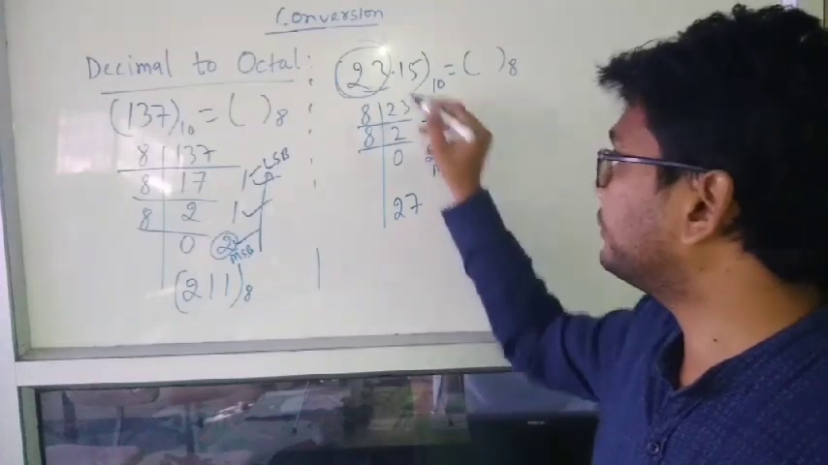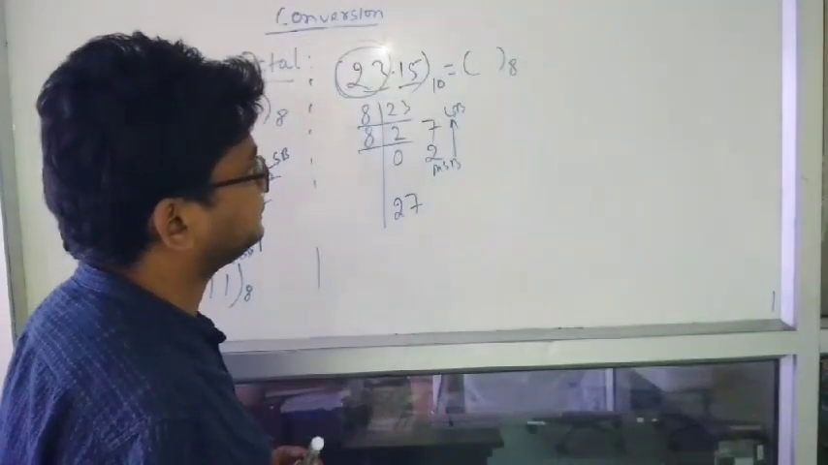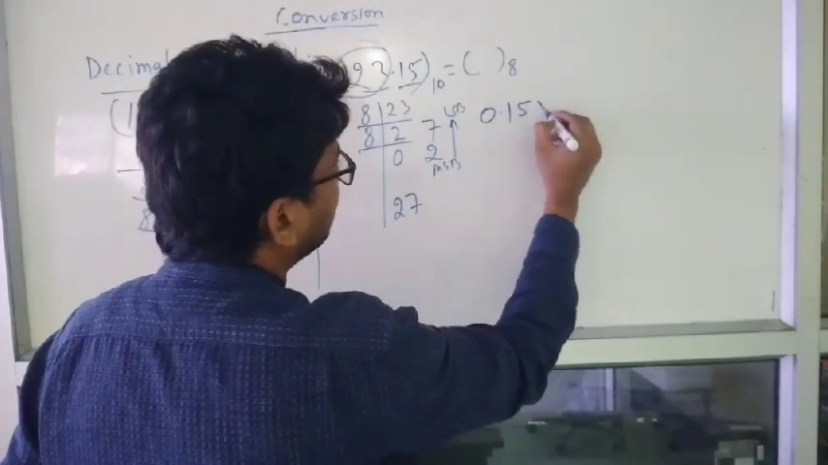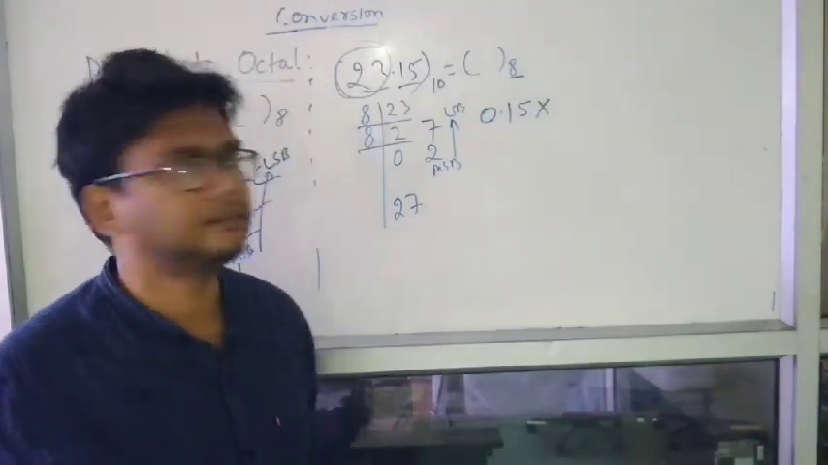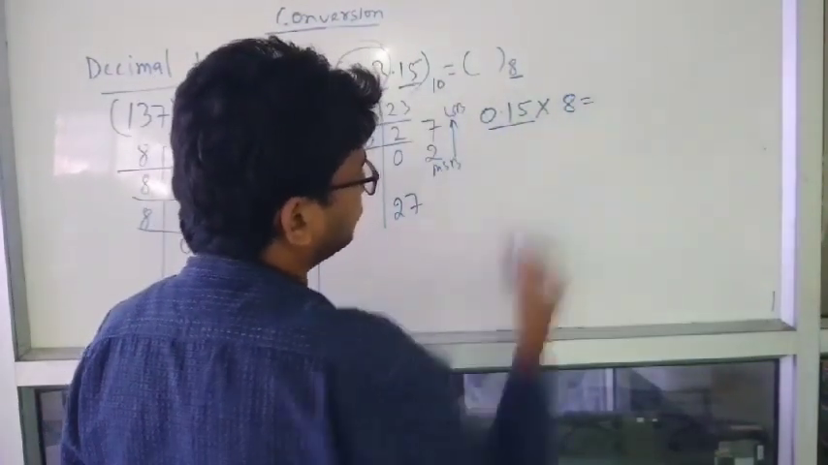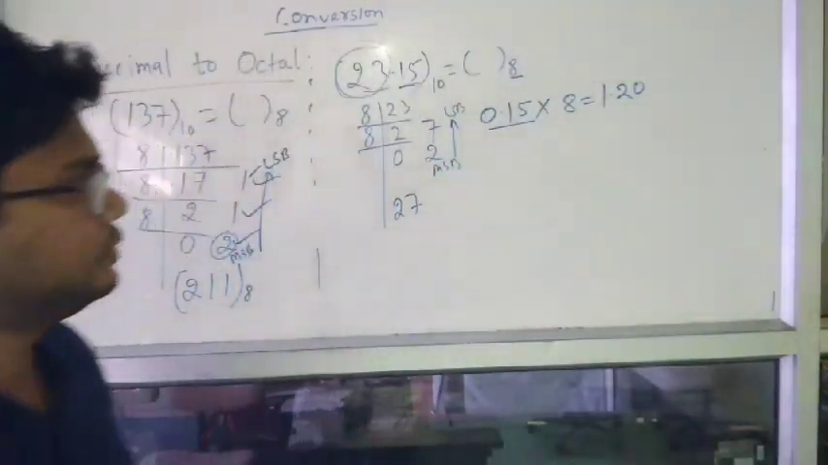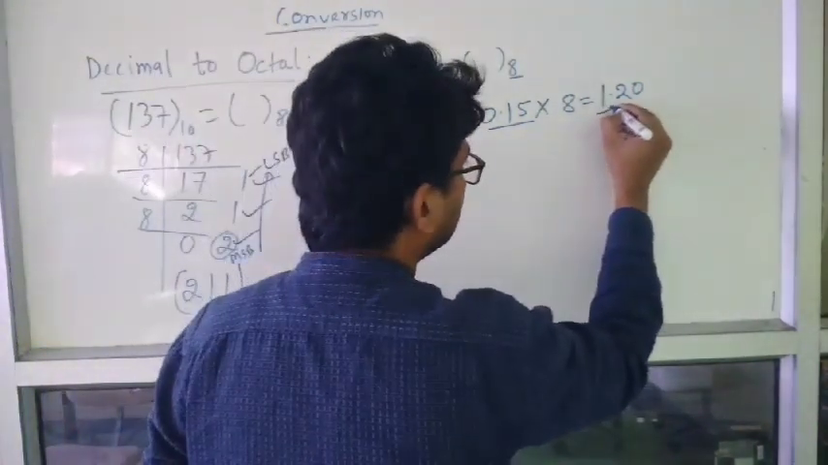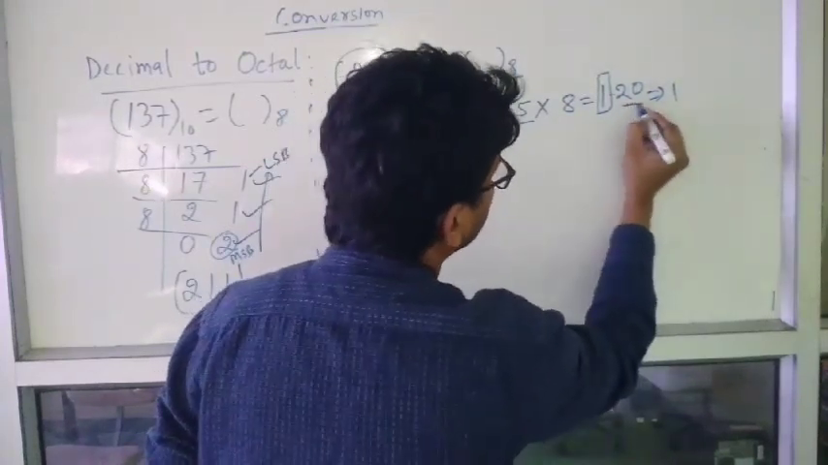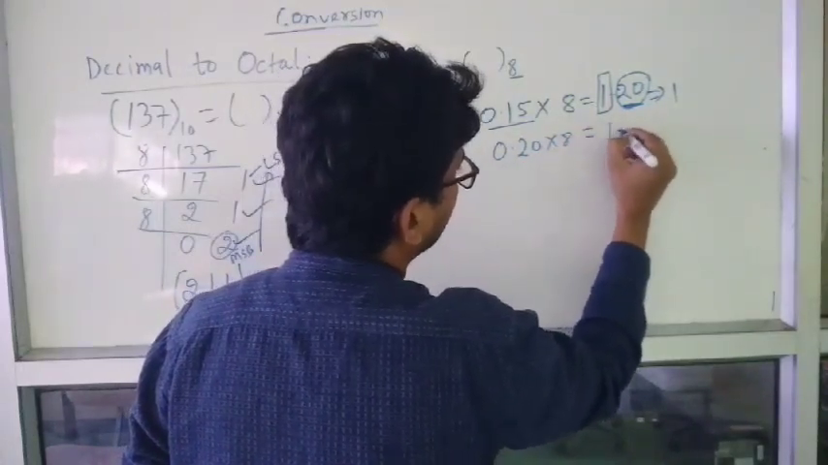Next, for the fraction part, the fraction data is 0.15, and if we want to convert this fraction value into the octal one, what we have to do is write 0.15 and then multiply it by radix 8. So this is the fraction value, here we multiply it by 8, so the answer will be 1.20, and here we can see that this is the integer value. So we write over here 1, and the fraction part which has come, 0.20, we again have to multiply by 8, so that will be 1.60.